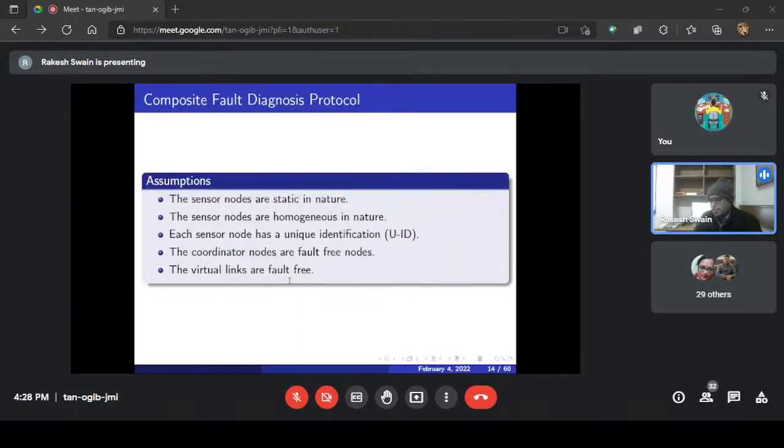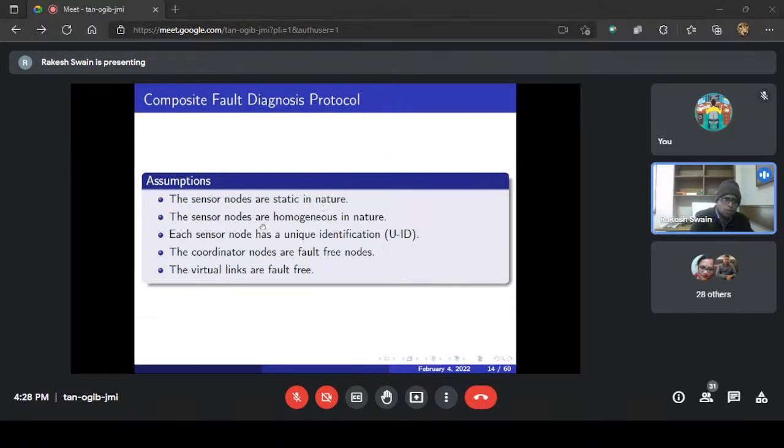Let's take the assumptions. As you know, for any protocol you design for faults, you take some assumptions. Here our assumption is that sensor nodes are static in nature. This particular solution is for a static network, not for a mobile network. Since this is a static network, we can take the sensor nodes as static in nature.